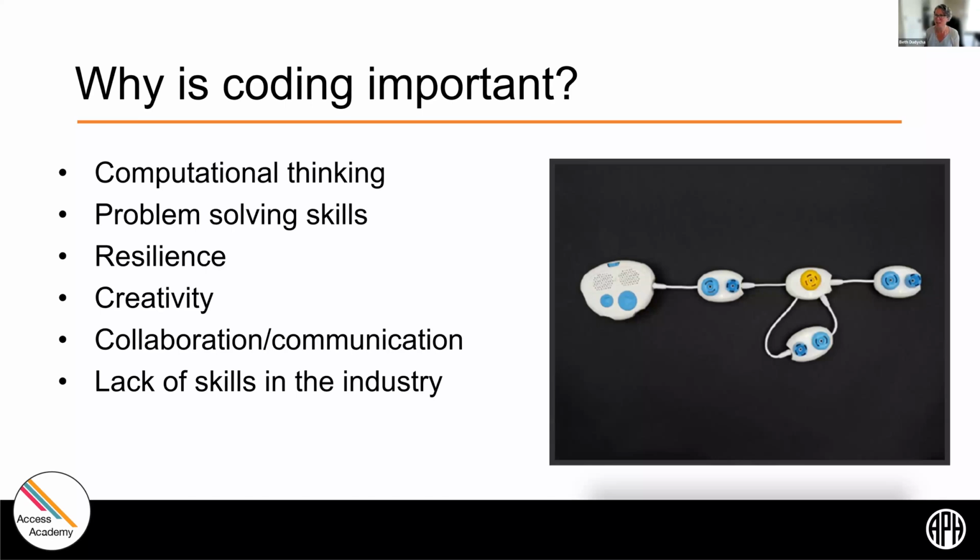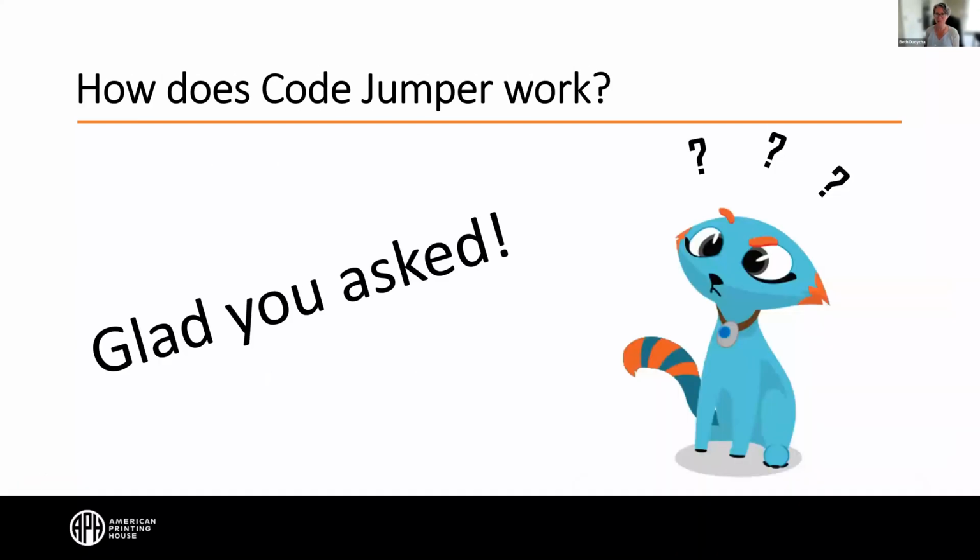So how does CodeJumper work? Robin? Well, we're glad you asked. Yes, so how does CodeJumper work? And let me describe what's happening on the screen right here. So we have this little critter, and their name is CJ, and we have a whole series of puzzles that you can use as well. And so CJ is now the face of CodeJumper.